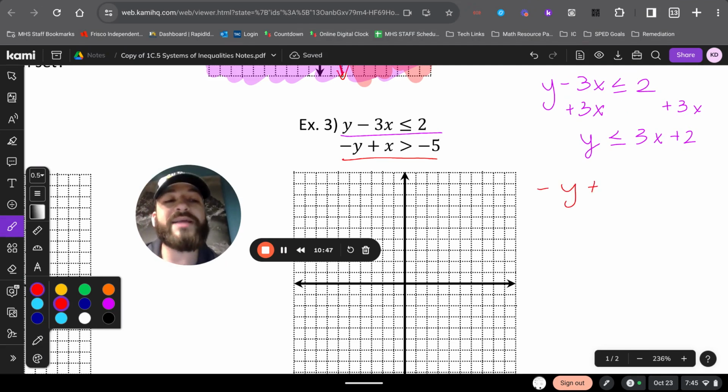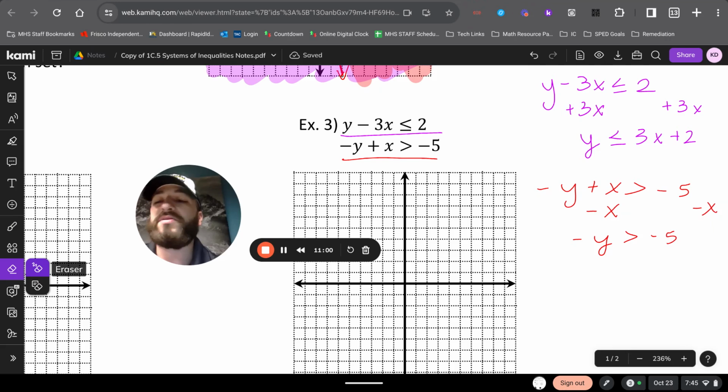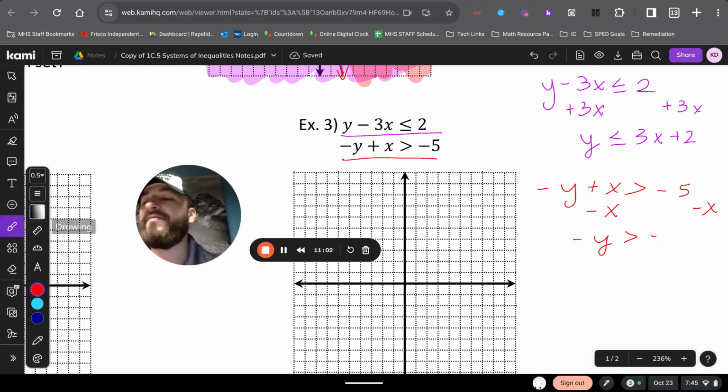Same thing, I want to isolate that y. This time I'm going to have to do a little bit more though. So moving that x, I can subtract x from both sides. So we get negative y is greater than negative x minus 5.